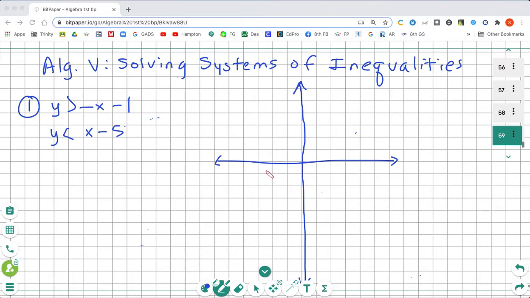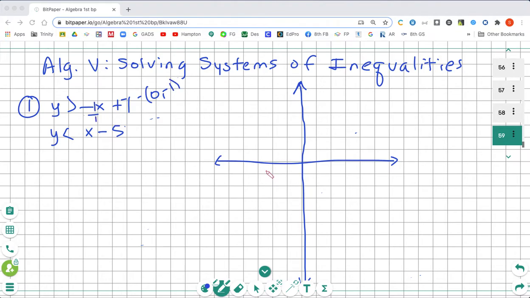We're going to go ahead and solve systems of inequalities by graphing. And we're going to graph an inequality the same way that we graphed an equation. We find a starting point and a slope. So the starting point for our first inequality is going to be 0, -1, and the slope is -1/1.